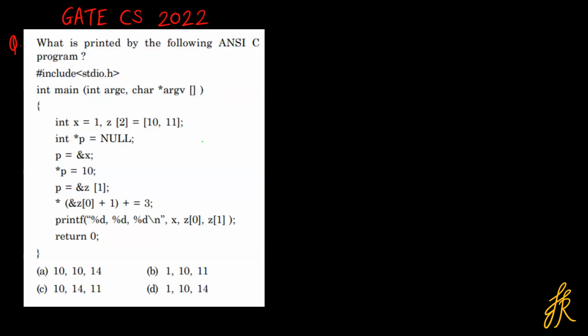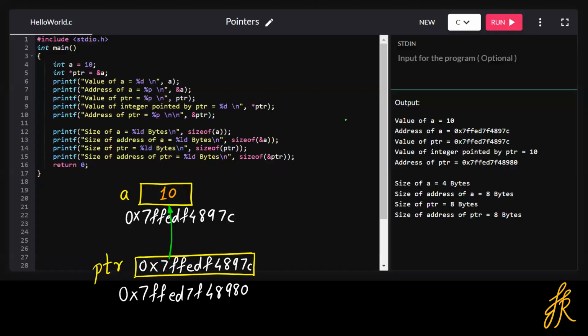Let's deal with one more thing, 1D arrays, and then we'll solve this question. So let's see, z of 0, z of 1. We deal with this particular 1D array. So z is a 1D array containing 2 integers. First one is 10 and the next one is 11. So this is at 0 index and this is at index 1.